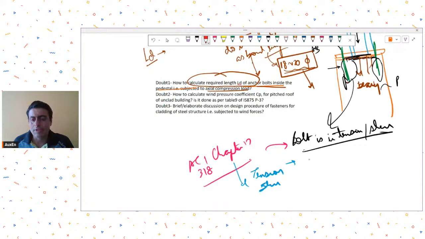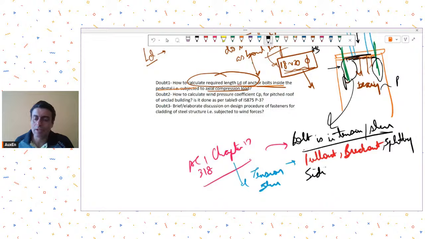If your anchor bolt is in tension, the possible failures are pull out, breakout, splitting failure, or side face blowout. So all these failures are possible when the bolt is in tension. You will have to do the calculations and find out the required length as per all these limit states.